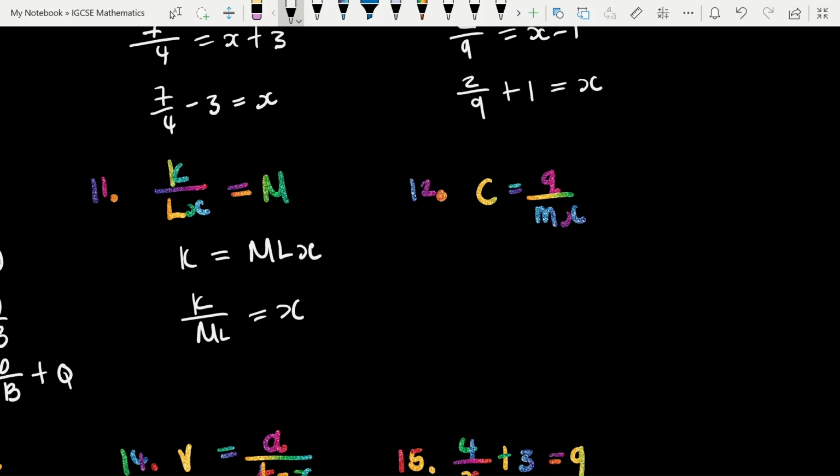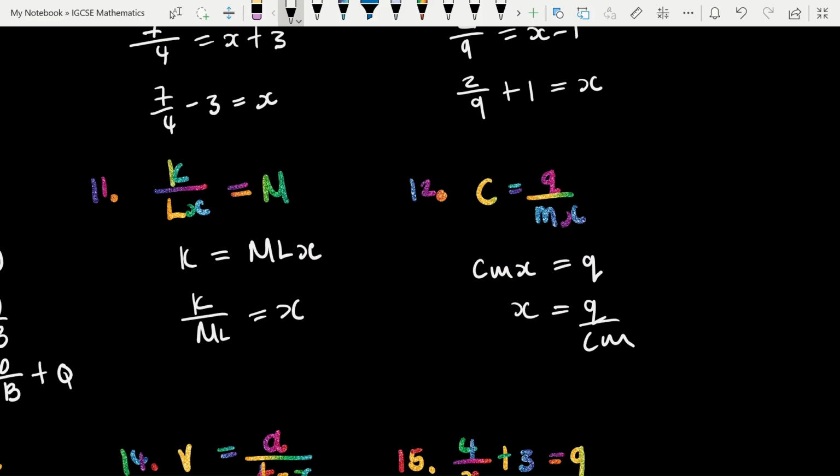Let's go to number 12. I start by taking the denominator to the other side without even thinking. I don't need to think about anything. I take the denominator to the other side. Wow, really? Yes, so CMX is equal to Q. Then I take everything which is not X to the other side. So X should be equal to Q over CM.